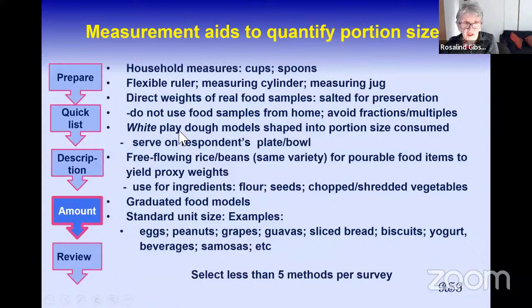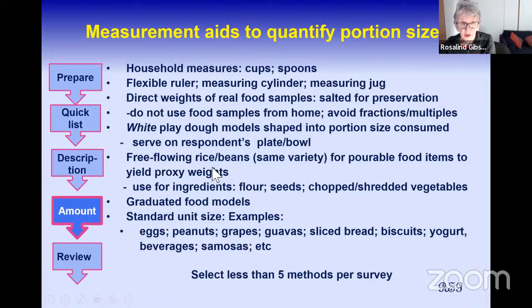Intake.org recommends that if you're using Play-Doh, you use white Play-Doh, which is shaped into the portion size consumed, and serve that portion size on the respondent's plate or bowl. So after you've molded your Play-Doh into a shape and size that the respondent says they consumed, place it on their own plate or bowl, because it's easier then for them to see that indeed it's the right amount.